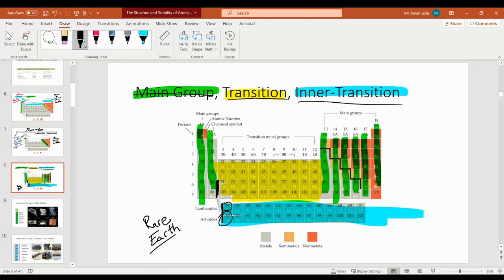specifically a couple of the metal groups and a couple of nonmetal groups.